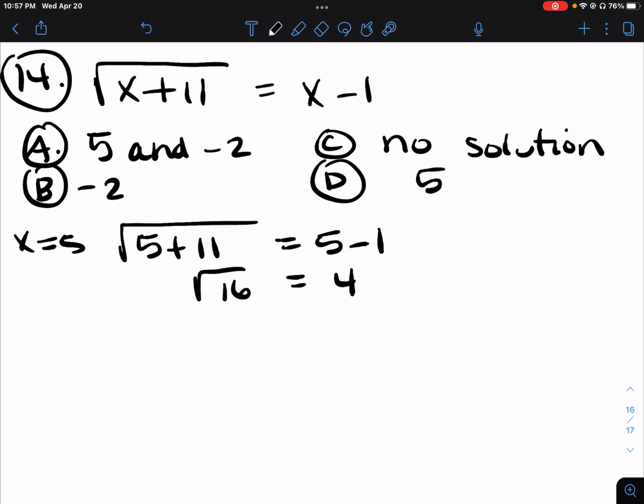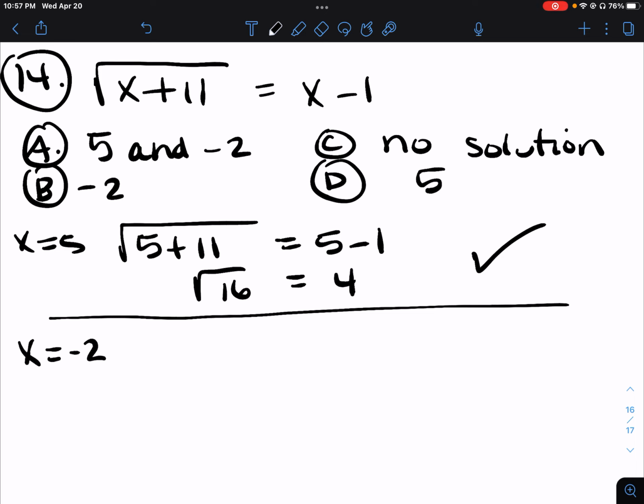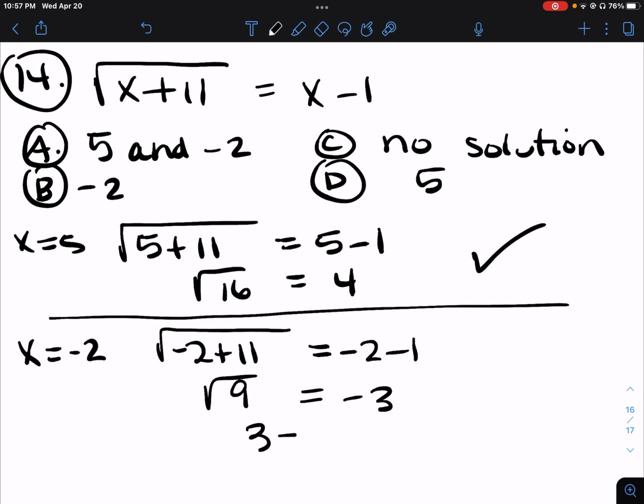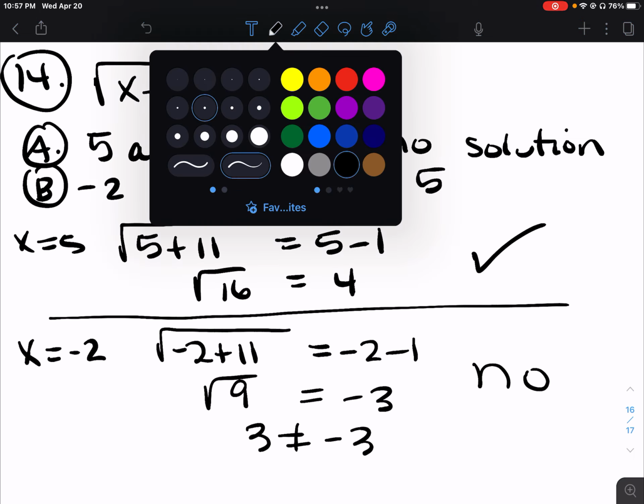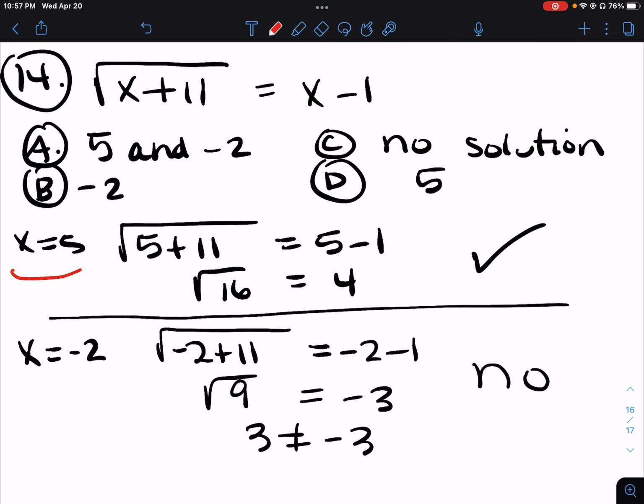The square root of 16 is 4, so that's true. Let's try -2. 11 minus 2 is 9. The square root of 9 is 3. So what's the answer? The answer is x equals 5, because that's the only one that's true.